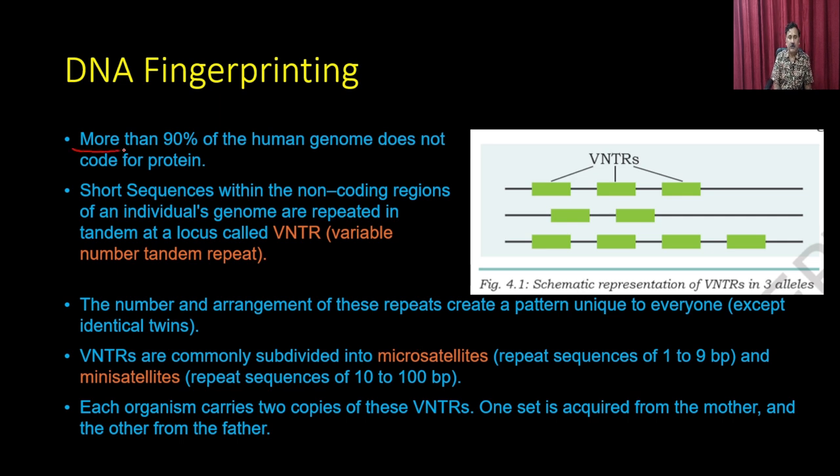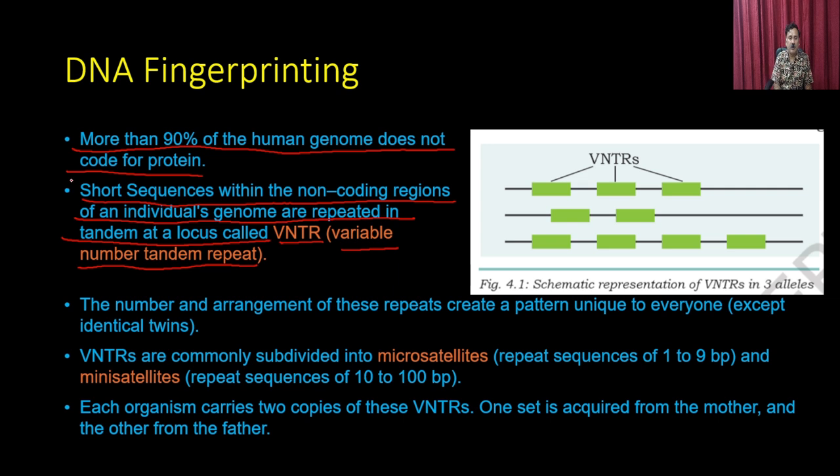As I said, more than 90% of the human genome does not code for protein. Short sequences within the non-coding region of an individual's genome are repeated in tandem at a locus, which is called VNTR, variable number tandem repeat. This is very important to understand. You know that 90% of the human genome is non-translatable; it is not going to be transcribed or translated into any protein. But at the same time, it has short sequences within the non-coding region, and these sequences repeat after every few kilobase pairs. This means they have repeating units of these short tandem sequences, and all these repeating units are called VNTR, or variable number of tandem repeats.